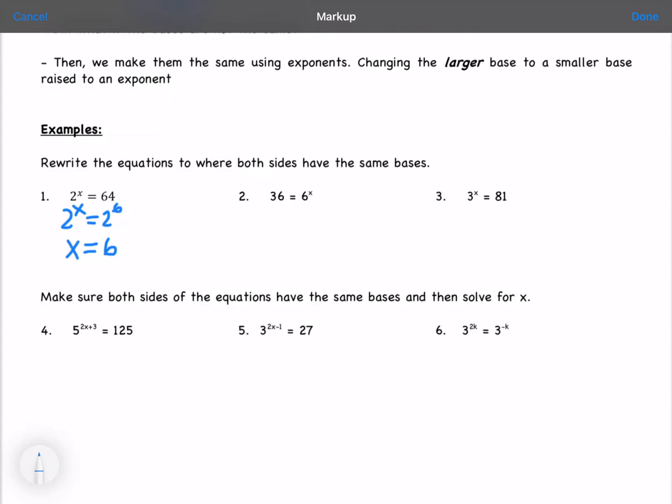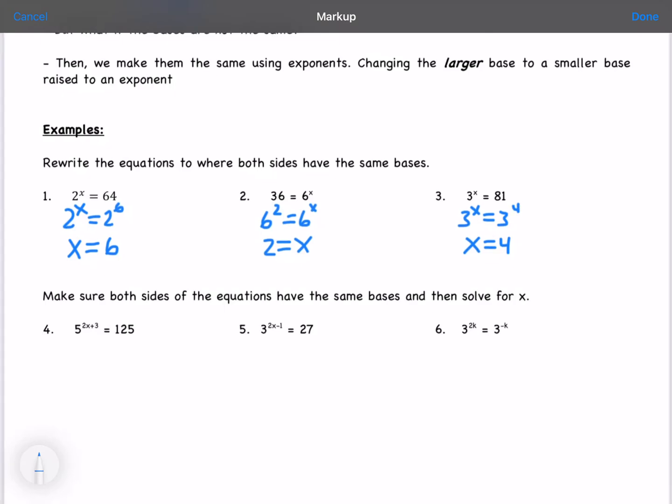On number 2, we have 36 equals 6 to the x. Not the same base, but now we can change 36 into 6 squared. So now we drop our bases and we get x is equal to 2. And then 3 to the x equals 81. 81 is 3 to the 4th power, 3 times 3 times 3 times 3. And so when we drop our bases, we get x equals 4.